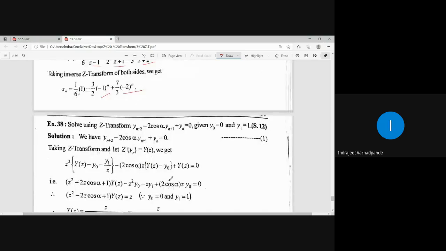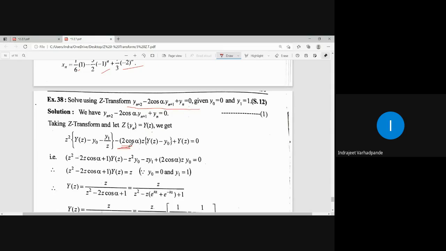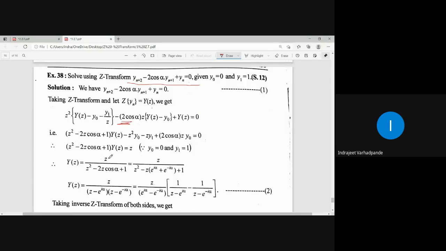The very last problem related to z transform is yn plus 2 plus yn minus 2 cos alpha yn plus 1 is equal to 0. Take z transform on both sides. 2 cos alpha is constant. आप उसको सिंप्लीफाई अगर करोगे तो क्या बचता है? z अपॉन z स्क्वायर माइनस 2z cos alpha प्लस 1.